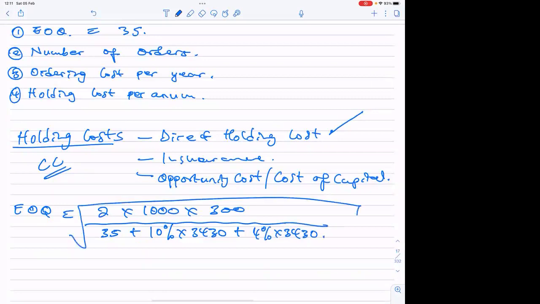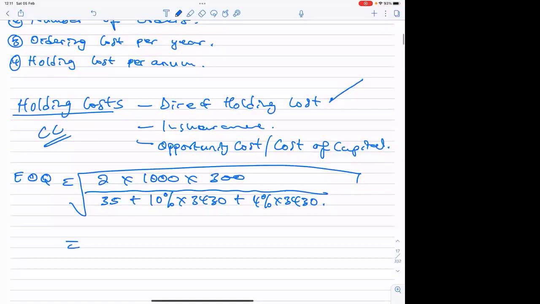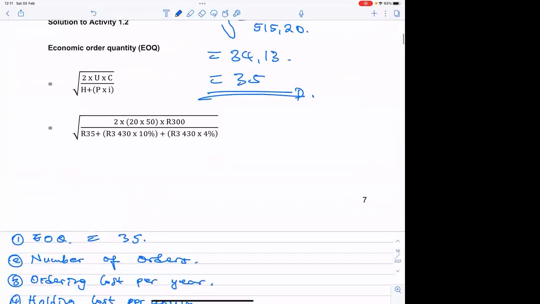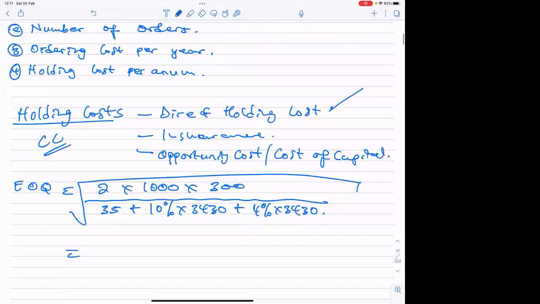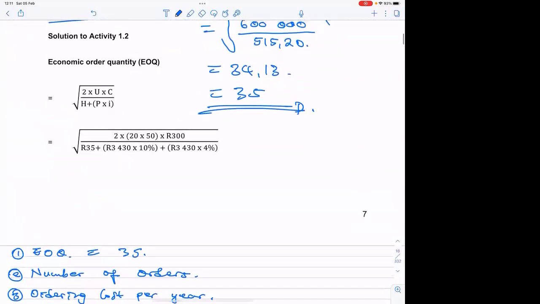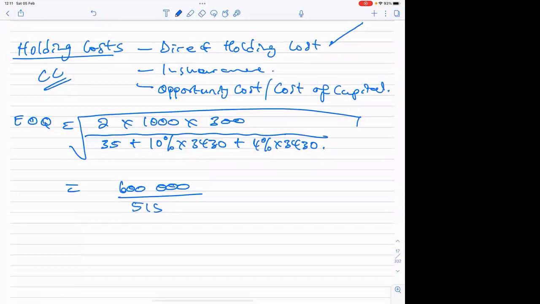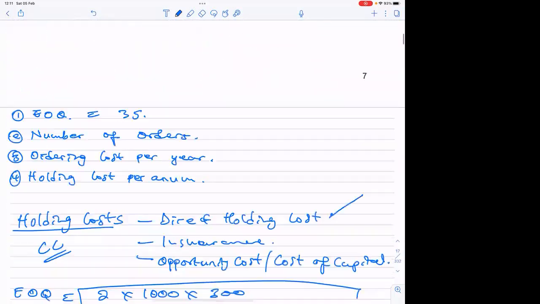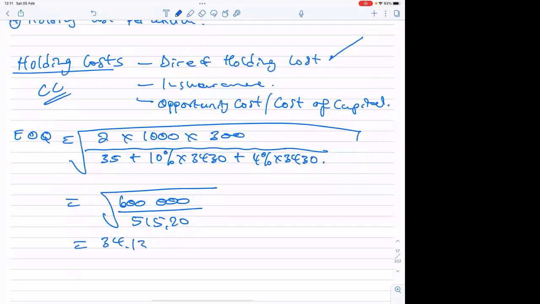So everything is a square root, which will give us 600,000 divided by 515.2, square root. Then we got 34.13. And we said this is approximately 35. So always round up. Are we together? You always round up.